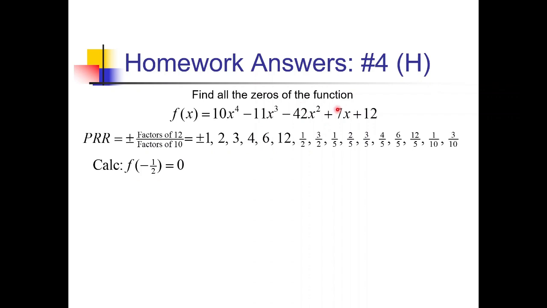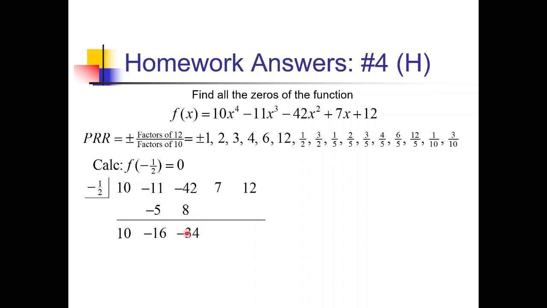So let me write out my coefficients. We've got 10, negative 11, negative 42, 7, and 12. And we're plugging in negative 1/2 here. Here's my division line. Bring down that 10. Negative 1/2 times 10 is going to be negative 5. You're basically dividing things by negative 2 here. And plus negative 11 is negative 16. Negative 16 times negative 1/2, that's going to be 8. Plus negative 42 is negative 34. Times negative 1/2 is going to be 17. Plus 7 is 24. Times negative 1/2 is negative 12.